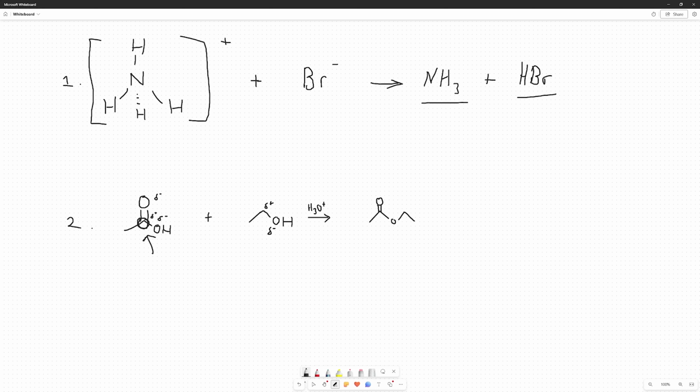And so essentially what happens is the lone pair that I said is going to attack this carbon, and it's going to kick off this hydroxyl group, which is then going to react with this hydrogen and form water. It's catalyzed by an acid, which can be any acid, but in solution it's going to be hydronium. And it's going to create this compound here, which is ethyl acetate.